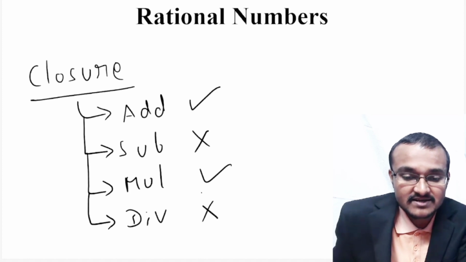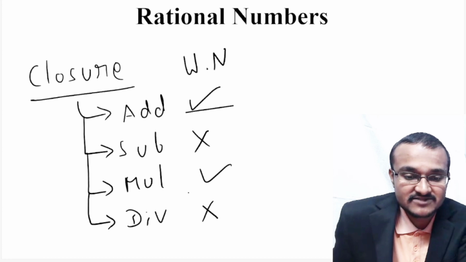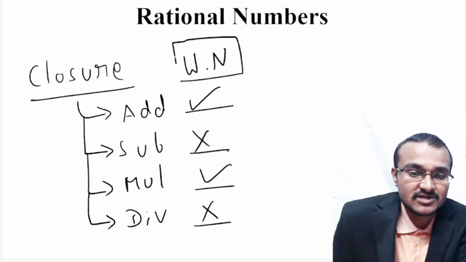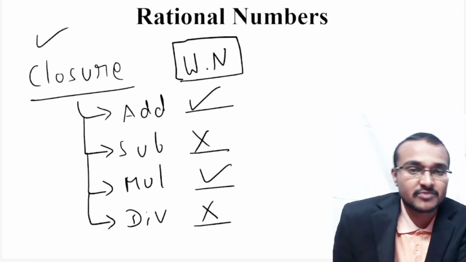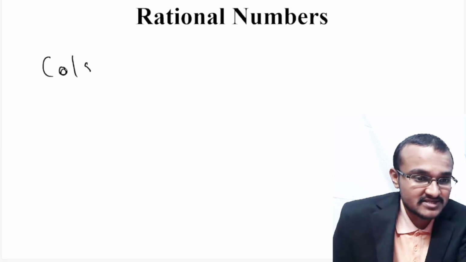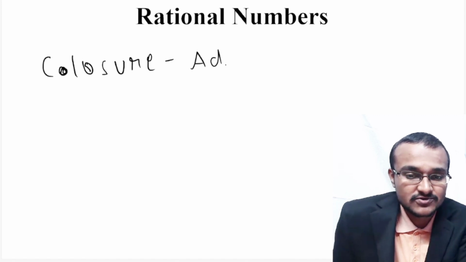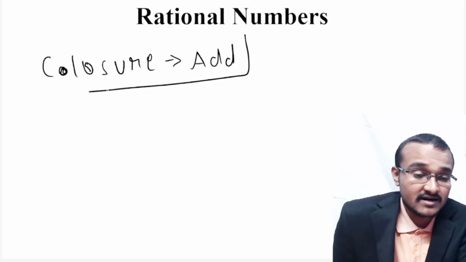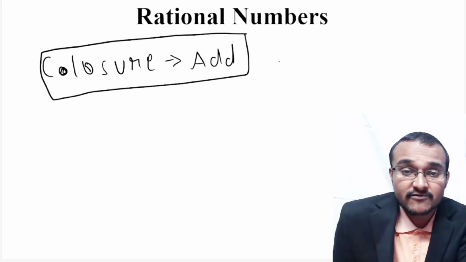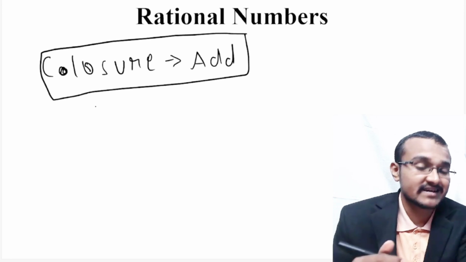So if you consider the set of whole numbers, for closure property, addition was satisfied, multiplication was satisfied, but subtraction and division were not satisfied for whole numbers. Now let us do the same experiment with integers as well. So I'll just write closure here. So closure property for addition. So if we are considering closure property under addition for integers, then whether it will actually obey the closure property of addition or not.